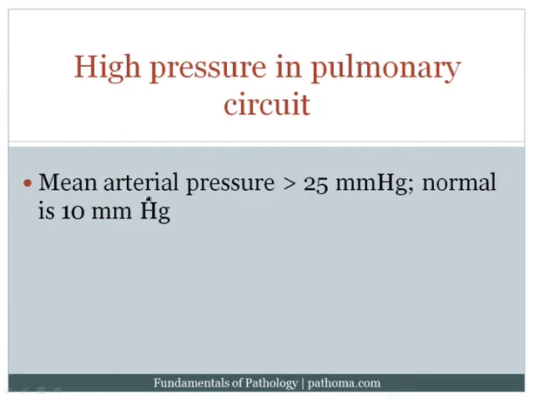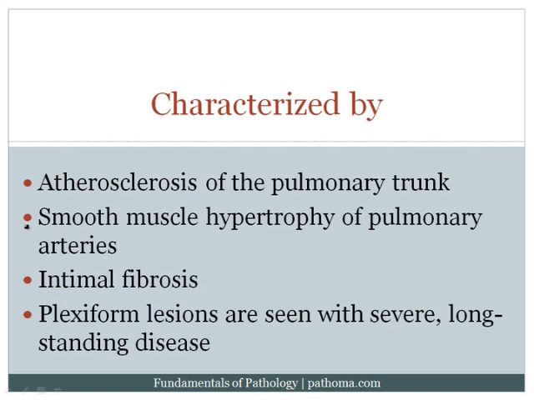circuit. Now, normally the pressure in the pulmonary circuit is fairly low. It's only about 10 millimeters of mercury. However, were the pressure to increase, for example, beyond 25 millimeters of mercury, that would then be defined as pulmonary hypertension. Pulmonary hypertension is characterized by a few important pathologic changes.